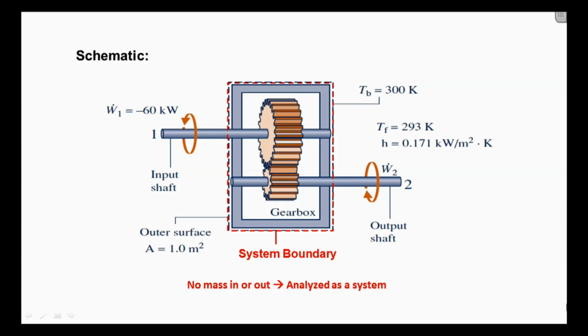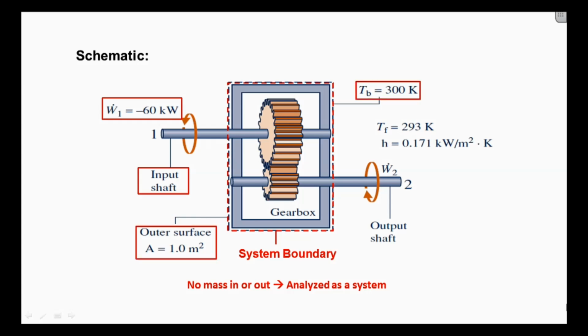It ties in all the information provided to the information requested, namely the input shaft and the power provided, the temperature of the boundary of the system and its area, the temperature of the air surrounding the gearbox and the convective heat transfer coefficient, and finally, the output shaft with its unknown power to be found.